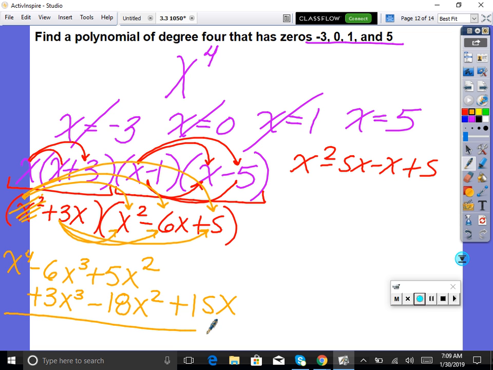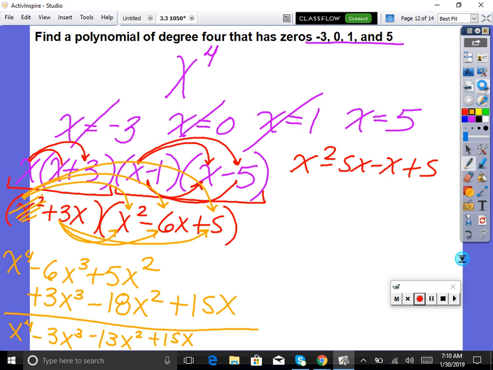And then we're almost done. We add straight down. X to the fourth, no other x to the fourth. Negative 6x cubed plus 3x cubed is negative 3x cubed. 18, 17, 16, 15, 14, 13. So negative 13x squared, and then plus 15x. And there's your answer. That polynomial has those 4 zeros. Notice it's degree 4. So it's just going the other way. So if I said solve, we would factor it, and we'd get those. Okay, cool.